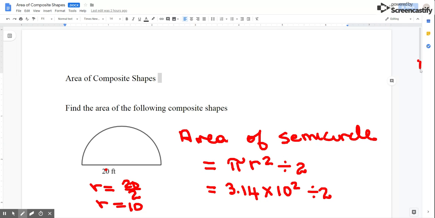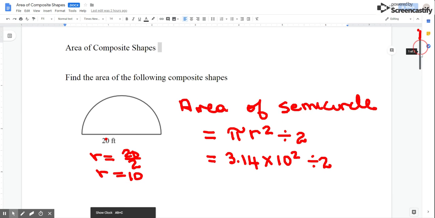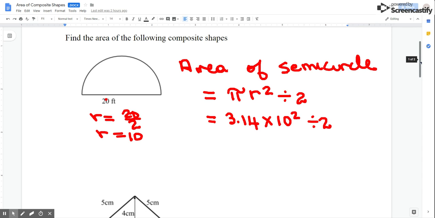So 10 squared is 100, or 10 times 10. If you have a good scientific calculator, you'd put in 3.14 times 10 squared divided by 2. According to BEDMAS, you have to work out the square before you multiply or divide.